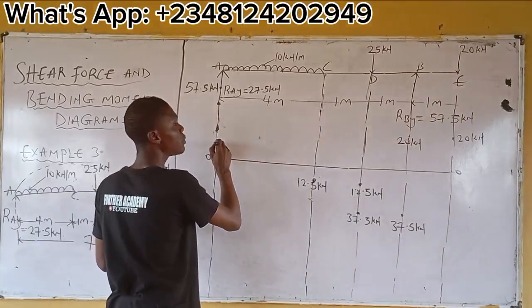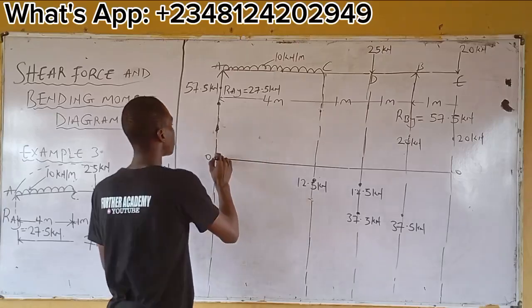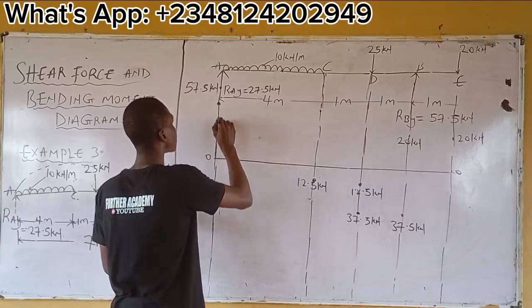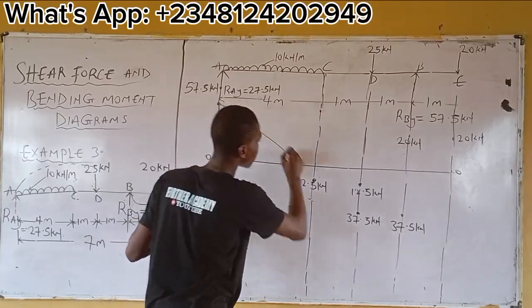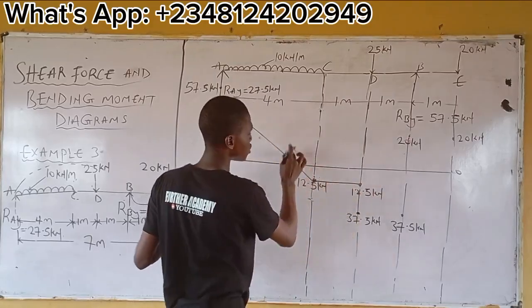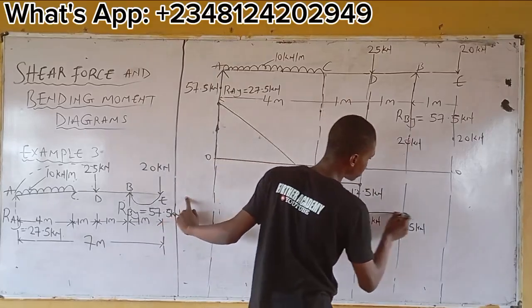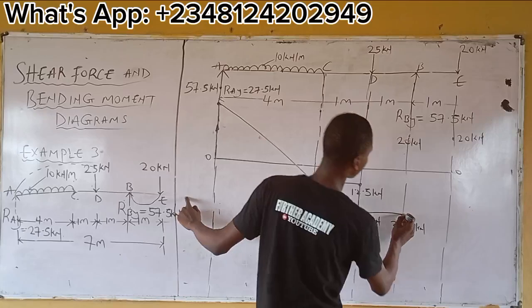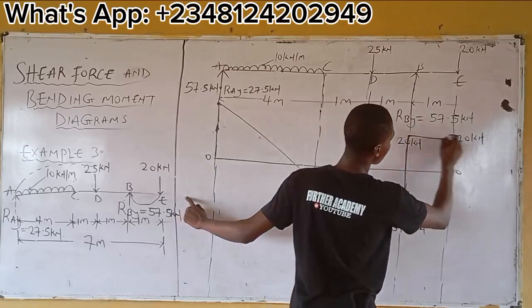The first one, tell me respectively the values I'll be meeting. From 0 to 27.5 to negative 12.5, then negative 37.5, and then positive 20.